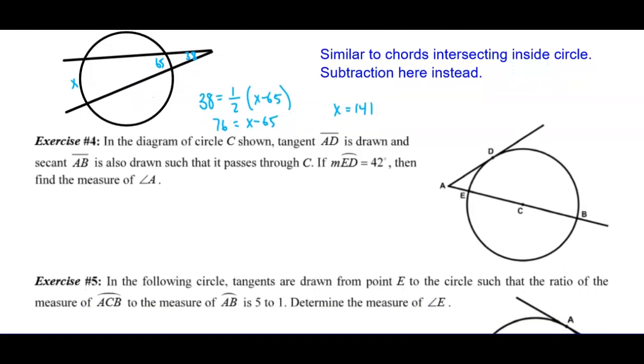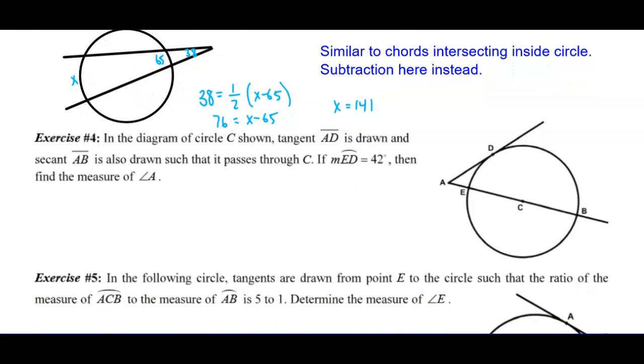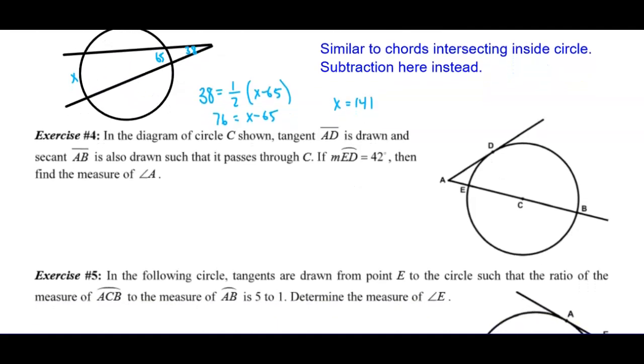All right, exercise 4. Okay, so we've got tangent AD. We've got secant AB. This behaves the same way as the double secant because I've got 2 arcs subtended. I've got one here and I've got one here. So I'm still going to do half the difference. And so ED is 42. And find the measure of angle A. So let's put in x in that spot.